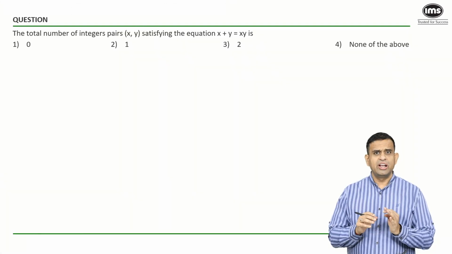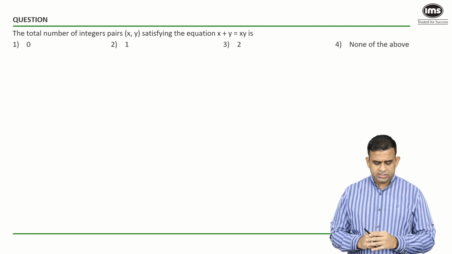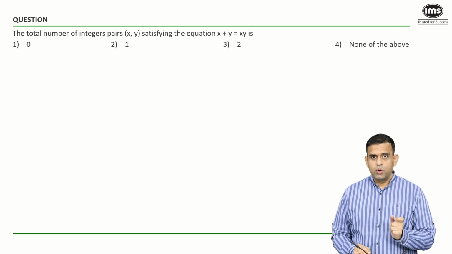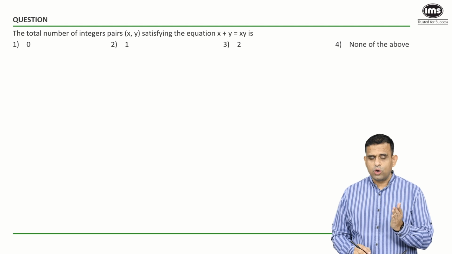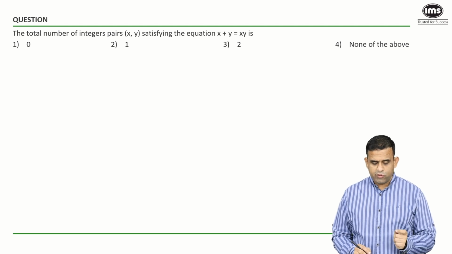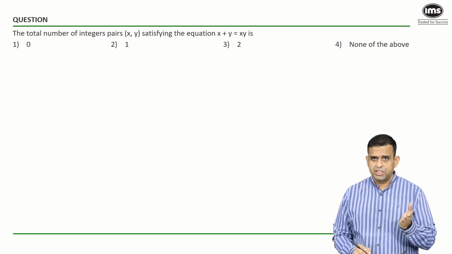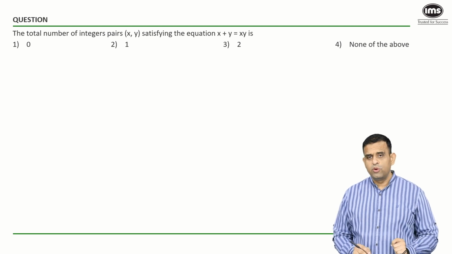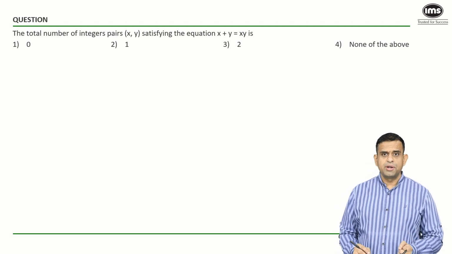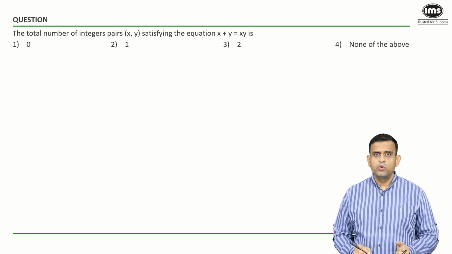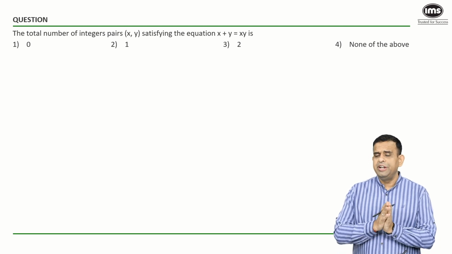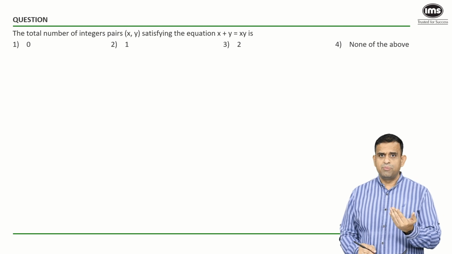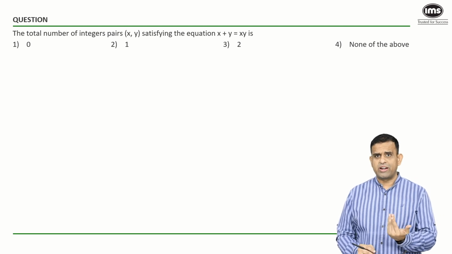In the next sum, again a very standard one, the question says: the total number of integer pairs x comma y. Again look at the word integer pair. They have not said whole number or whatever. They have used the term integer, which can mean positive as well as negative, satisfying the equation x plus y equal to xy. Now in this particular case, the normal tendency will be to write down one variable in terms of the other. That is one approach. Another will be with the help of factorization.